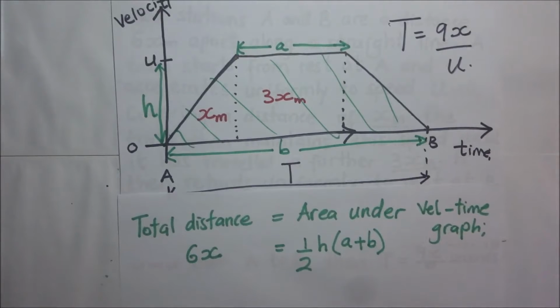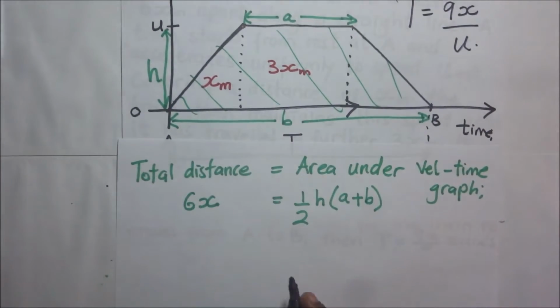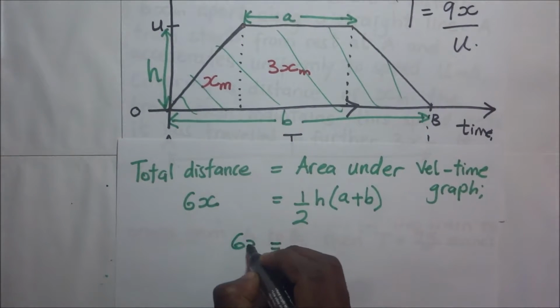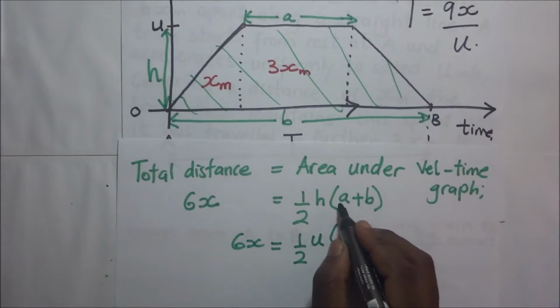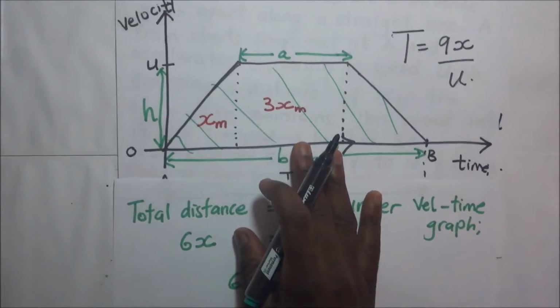So to substitute, we shall go on and say that 6x is going to be equal to a half times H, which is U, into A. Now we need to get our value of A.